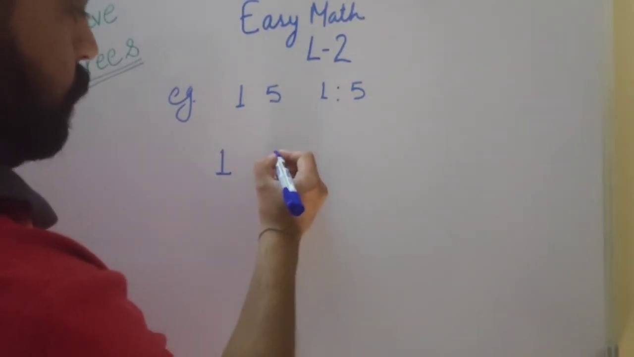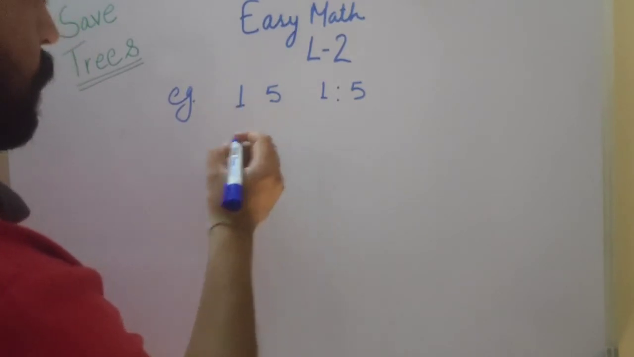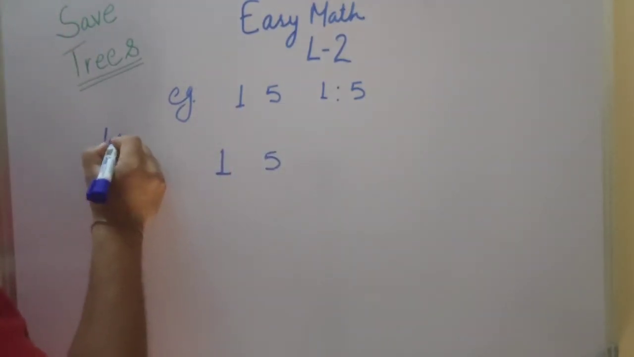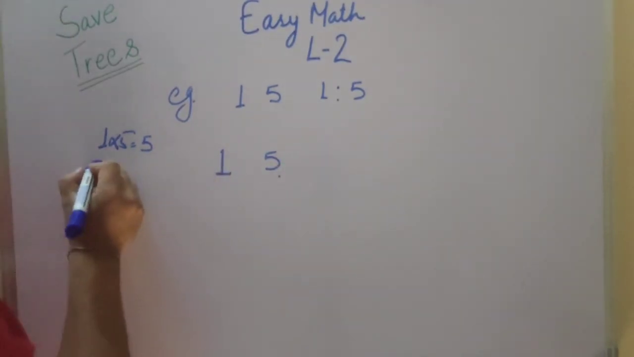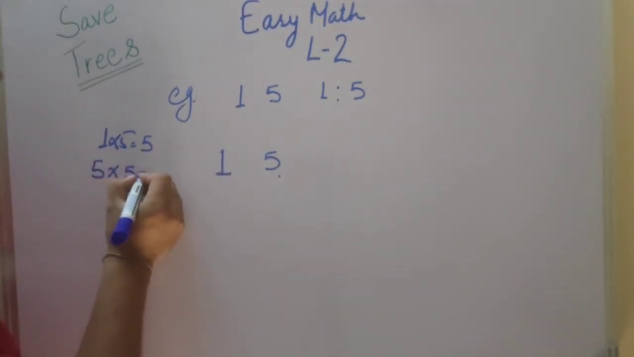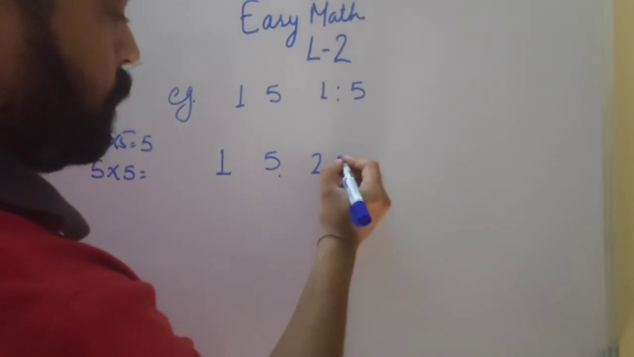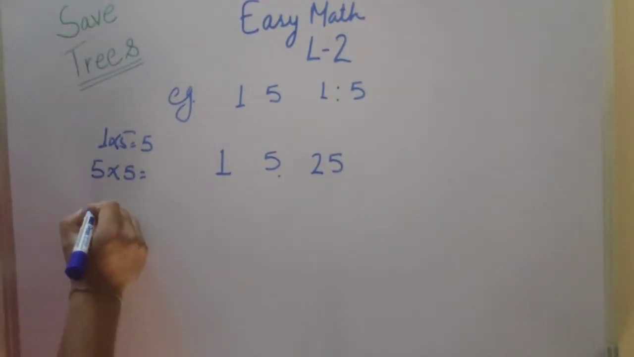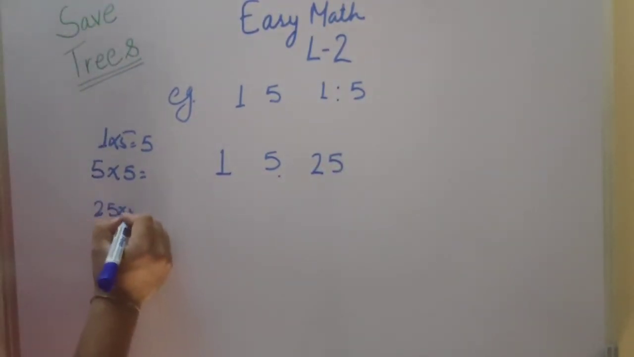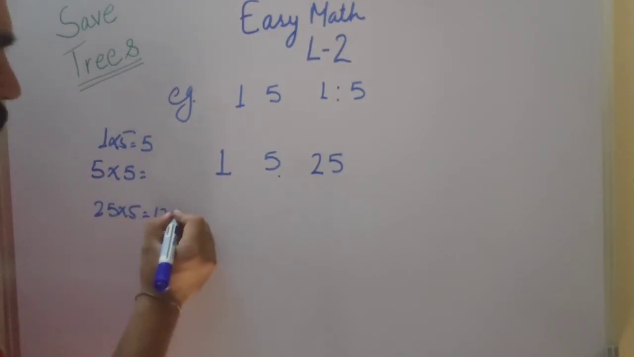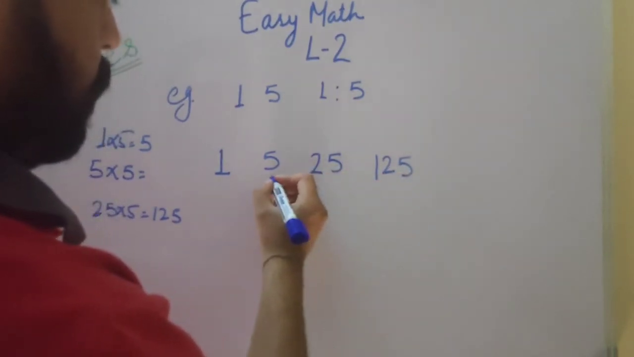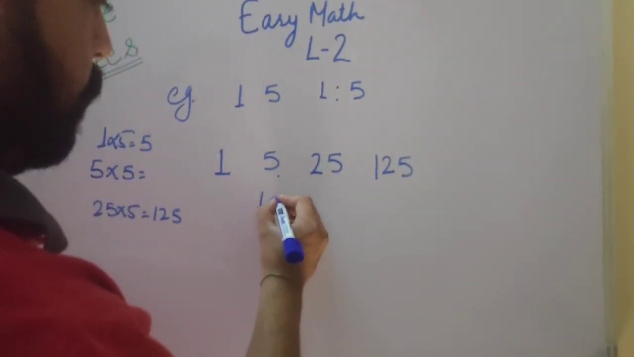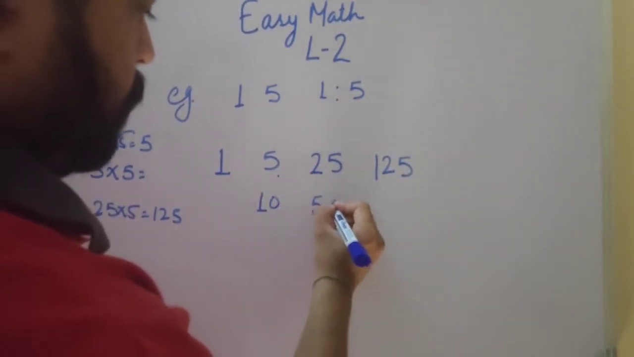So first we write the cube of 1, which is 1, then multiply it by 5 and it becomes 5. Now we take that 5 again and multiply it by 5, it becomes 25. Now we take that 25 and again multiply it by 5, it becomes 125. So we double the middle digits, 5 becomes 10, 25 becomes 50.